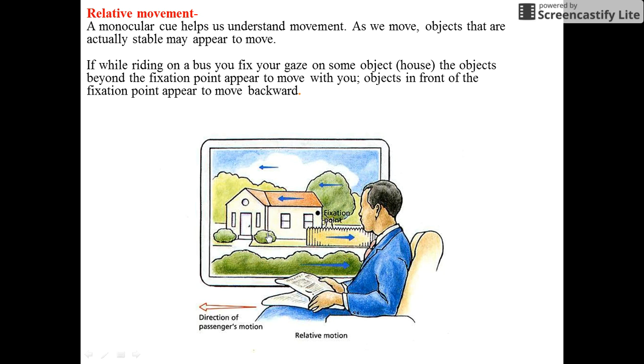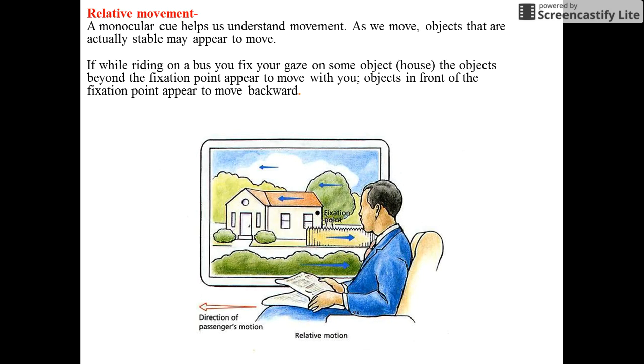Relative motion is the last monocular cue, a cue that helps us understand movement. As we move, objects that are stable also appear to be moving. If you're riding on a bus, oftentimes you fix your gaze on some object, let's say a house. The objects beyond the fixation point appear to be moving towards you, though in actuality they're staying the same. And objects in front of the fixation point appear to be moving backwards. Again, this is creating movement, even though the objects you're staring at are not moving.